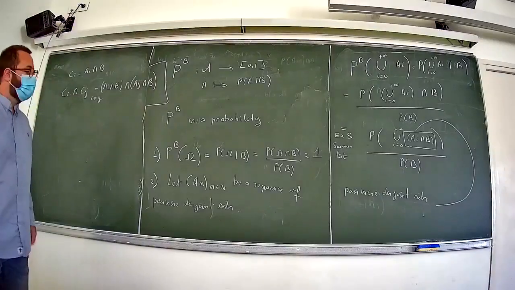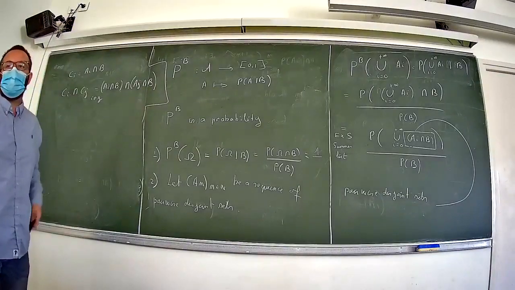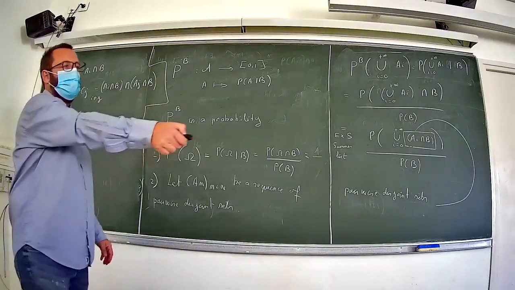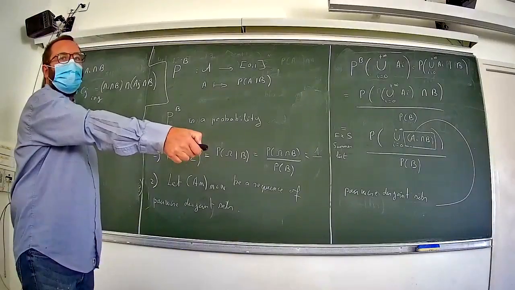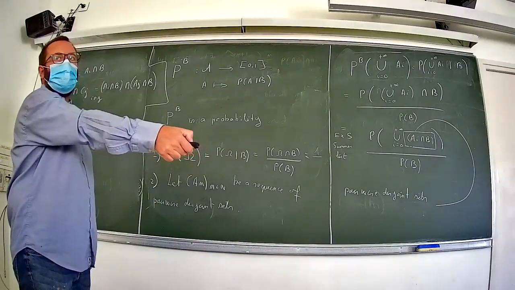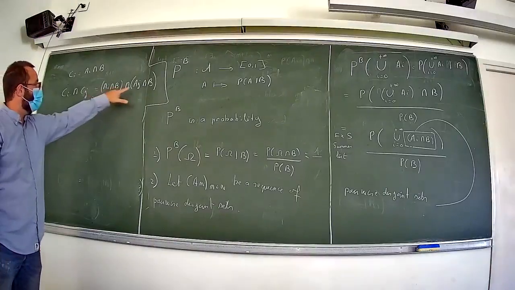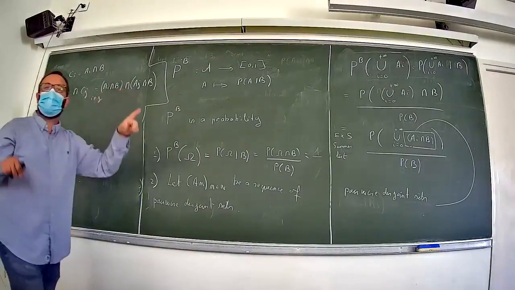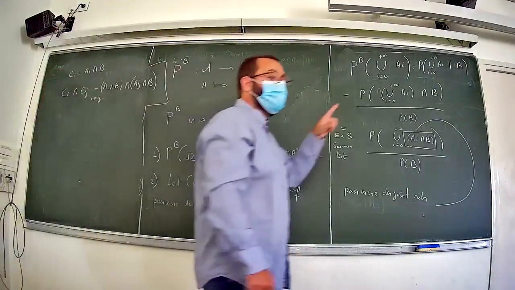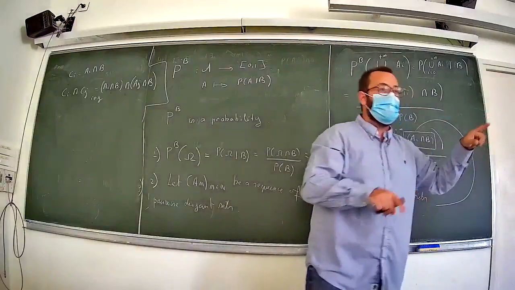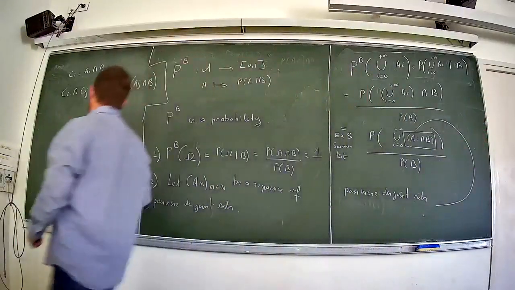intersected with Aj intersected with B. But I said that the Ai is a sequence of pairwise disjoint sets, and by definition, in the last slides, pairwise disjoint means this one. So when I do this intersection, I have the intersection of Ai and Aj, because when you have several intersections, you can do the intersection in the order you want. Okay? And so this is empty.